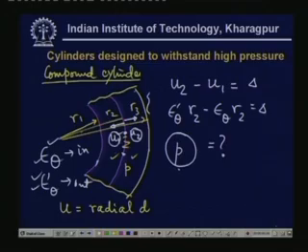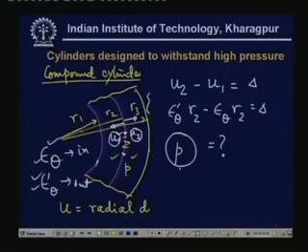So, if we apply external pressure from inside, then a tensile stress is developed, but that tensile stress is to be added to the compressive stress. Therefore, the resultant value of the tensile stress is much lower than in the single cylinder. So, this technique could be used very effectively to enhance the strength of the cylinder. Now, this is about the compound cylinder problem.